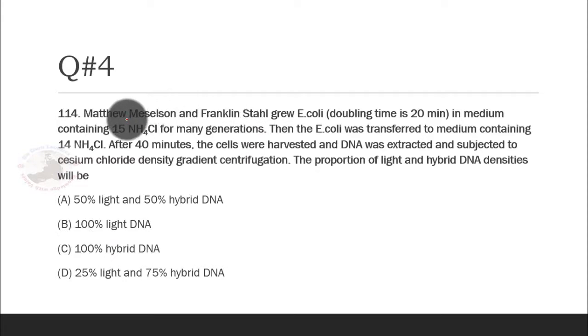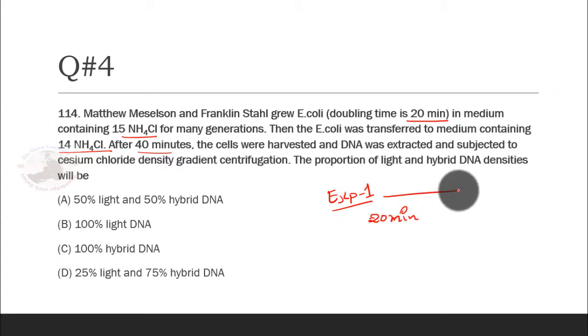Matthew Meselson and Franklin Stahl grew E. coli, with a doubling time of 20 minutes, in a medium containing 15NH4Cl. This is exactly an NCERT question. Then 14NH4Cl after 40 minutes. So let me say they allowed experiment 1 for 20 minutes and they left it. Again in experiment 2 they extended the time to 40 minutes.